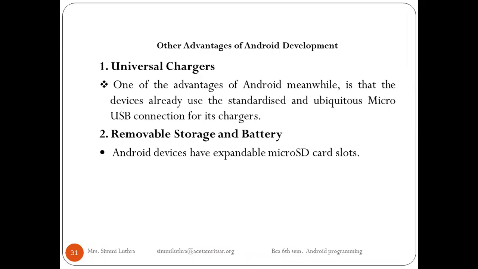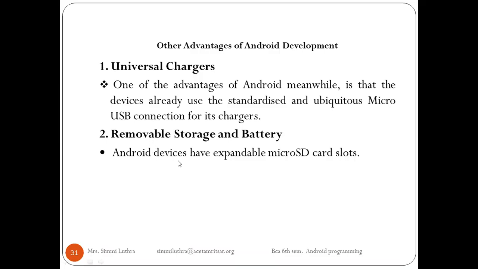So the first advantage is universal charges. If we talk about Apple phones, the main drawback of Apple phone is Apple Lightning connector works on all mobile app devices that are purchased after 2012. Okay. And if your mobile Apple device is older than that, its charger won't work on your newer devices. So this is the main drawback of Apple. And on the other hand side, the advantage of Android is that the devices already use the standardized and ubiquitous micro USB connection for its charger. So this is basically the main advantage of Android as compared to iPhones.